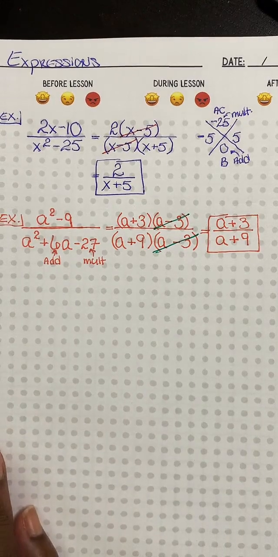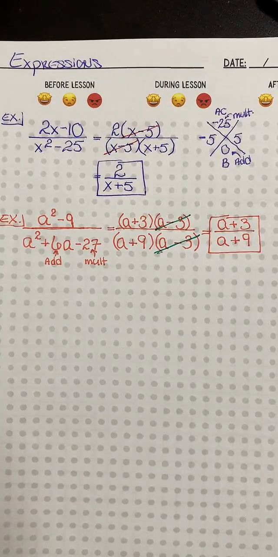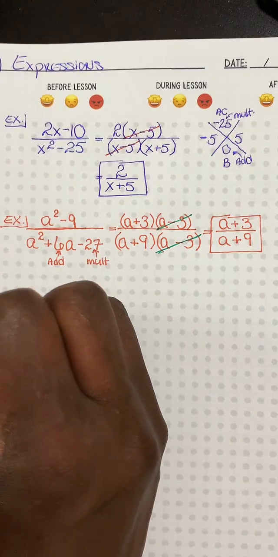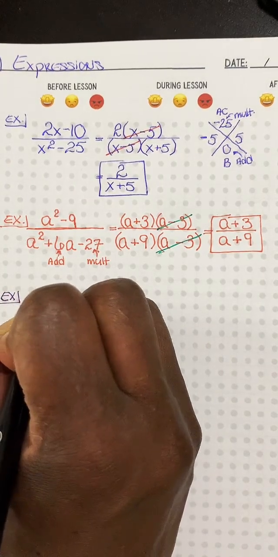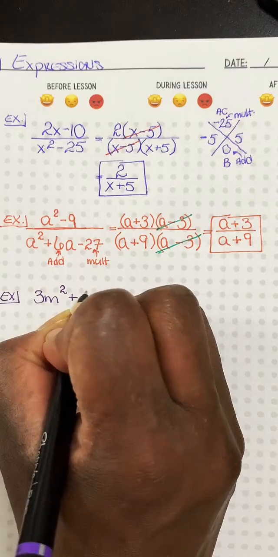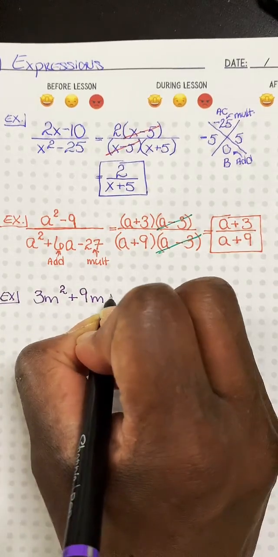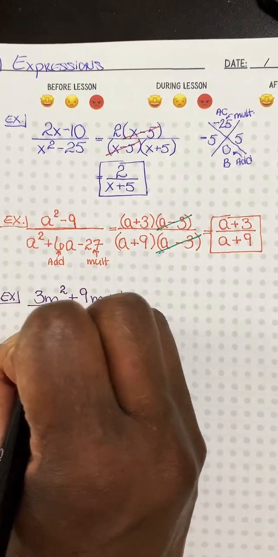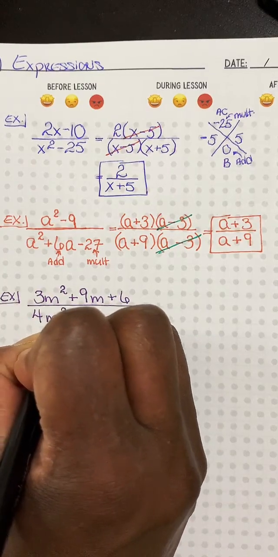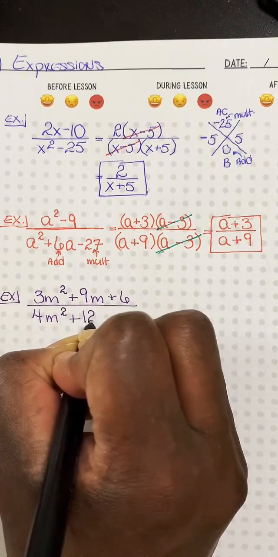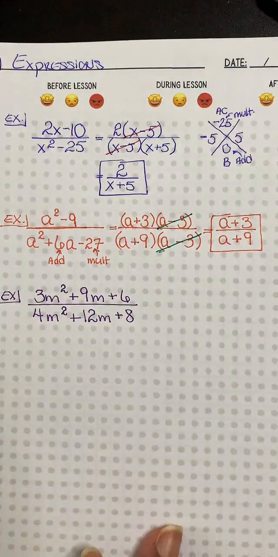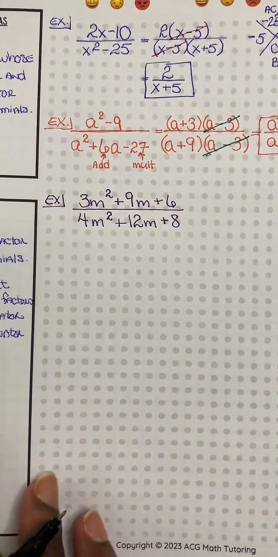Okay, so let's take it up a slight notch. So let's do, we have 3m squared plus 9m plus 6 over 4m squared plus 12m plus 8. Okay, so we're stepping it up a notch.